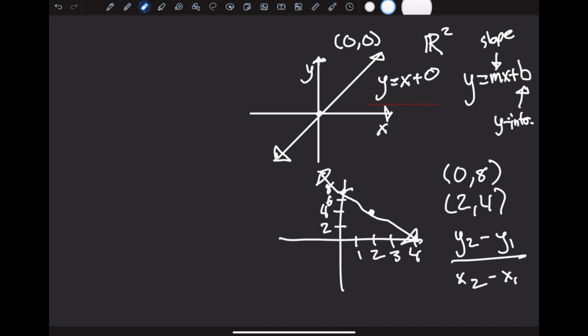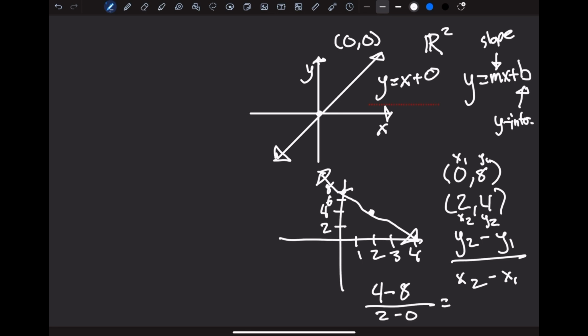So now we just use this. I will use it in its standard form, and now you have to assign the variables. You can do it freely. It doesn't matter which coordinate you use as your y1 or your y2. So I will just do the top one as x1, y1, and the bottom one as x2, y2. So now you just plug in. So we have 4 minus 8 divided by 2 minus 0.